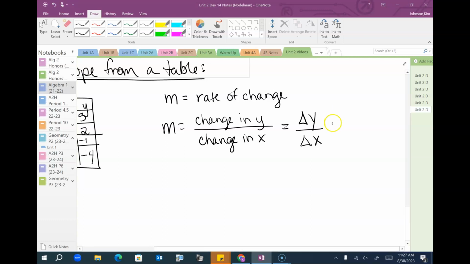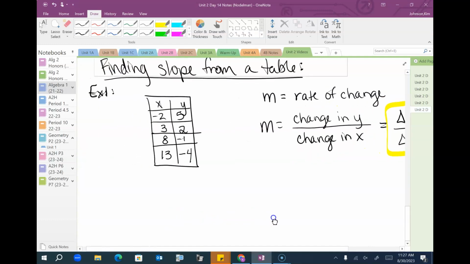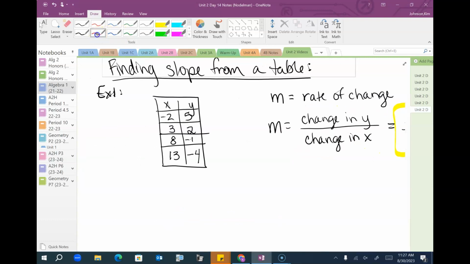Okay? We also like to think of that as rise over run, but that's what we think of when we're using a graph. When we look at a table, we like to use this format the best. Okay, so I go over to my table. If I want to find the slope, I first need to know what the change in y is and what the change in x is. So I'm going to ask myself, between 2 points, how much do I increase or decrease to get from one y value to the next?